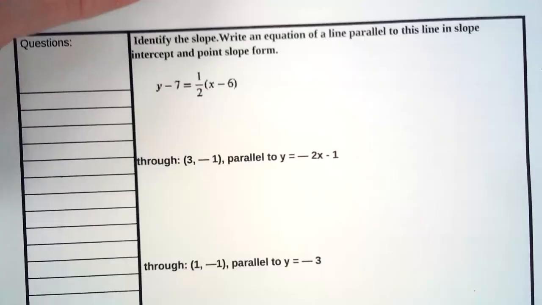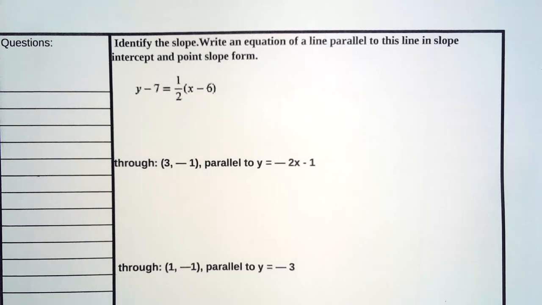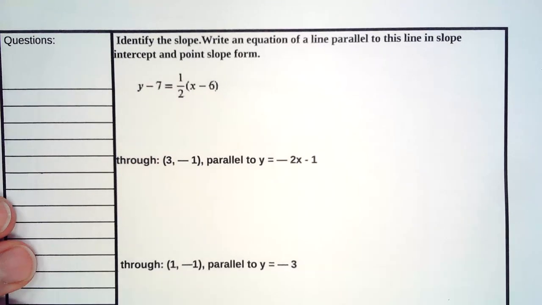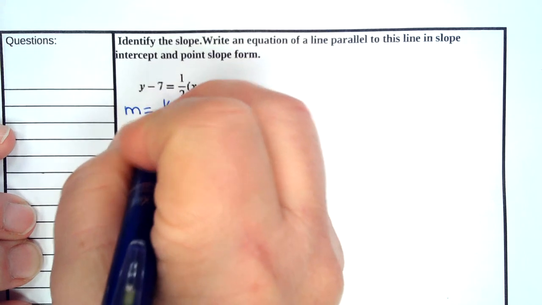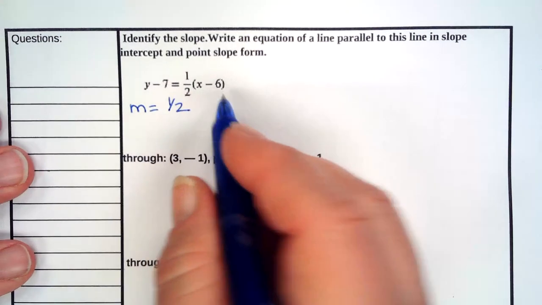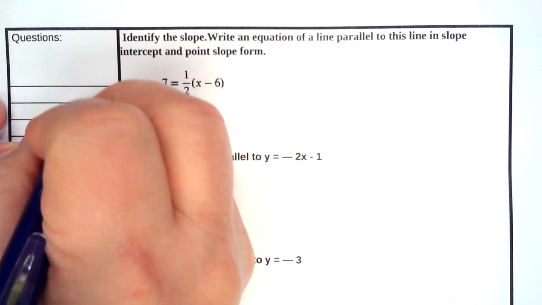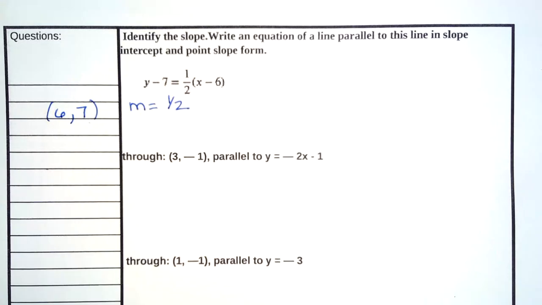Okay, once again, we're going to identify the slope and write the equation of a line parallel to this line in slope-intercept form and point-slope form. This time, this is in point-slope form. So if I'm looking at this, 1/2 is my slope. Okay, for a point on the line, it would be 6, 7, because remember, it is the opposite of these numbers. So this is x, this is y, that's a point on the line.